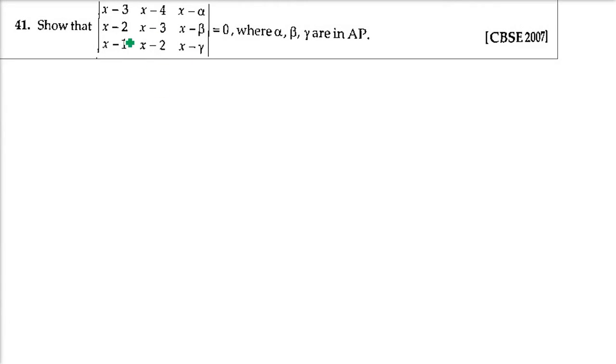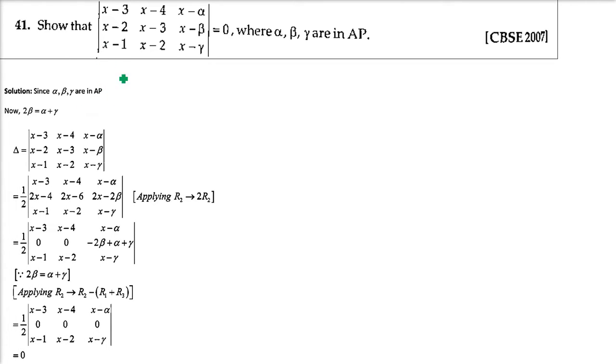So as I just indicated, this is almost the same question. How will it be? What is the first step? Because we have alpha, beta, gamma in AP, arithmetic progression, twice beta is alpha plus gamma. So we are multiplying the middle one by 2, so you have to have a half outside.